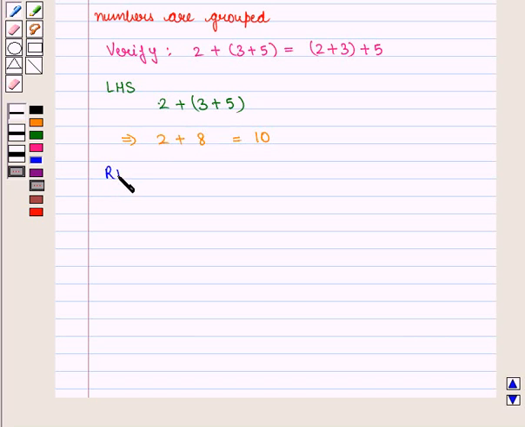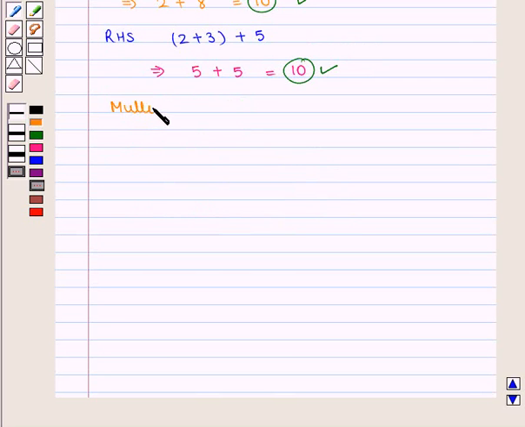And similarly, on the right hand side, we have (2 plus 3) plus 5. So again, we'll simplify the bracket first and then add 5 to it, and therefore we get 5 plus 5, which is equal to 10. Here, both left hand side and right hand side are equal to 10. And same applies for multiplication. That is, 2 into (3 into 5) is equal to (2 into 3) into 5, and this is equal to 30.